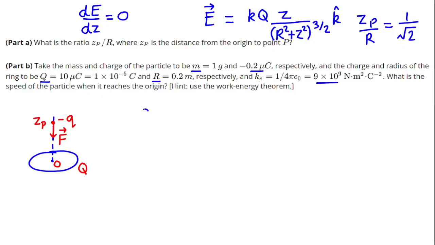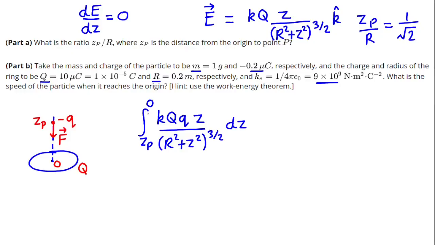So the work integral is the electric force, being the electric field times the charged particle. So we have Z on (R squared plus Z squared) to the 3 on 2, integrated over Z. And we're integrating from Z equals ZP to Z equals 0. So essentially, the limits of integration account for the direction that we're integrating in. So dz points downwards, and the electric force is negative because Q is negative.